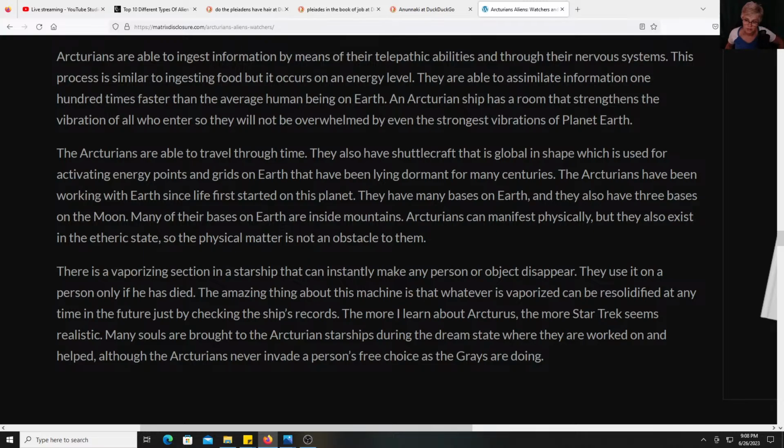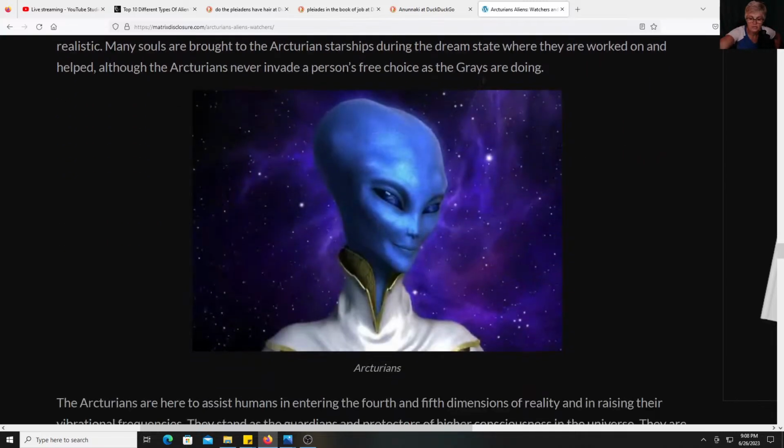The Arcturians can manifest physically, but they also exist in the etheric state. So the physical matter is not an obstacle to them. There is a vaporizing section in a starship that can instantly make any person or object disappear. They use it on a person only if they have died.